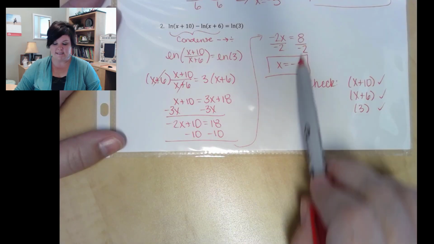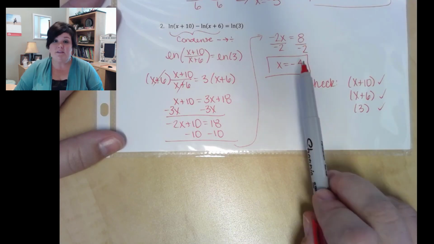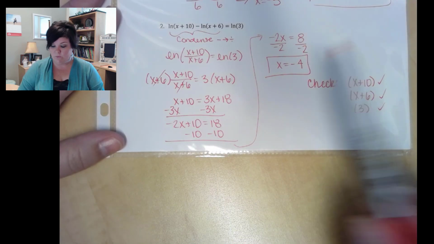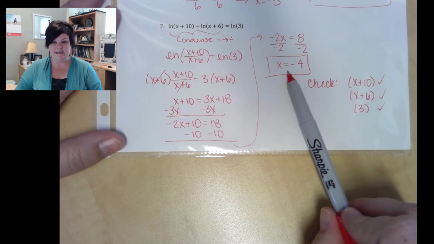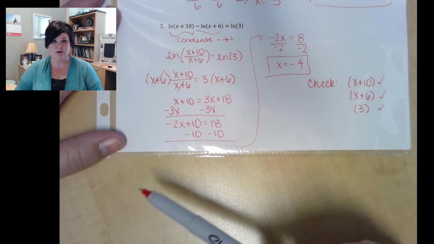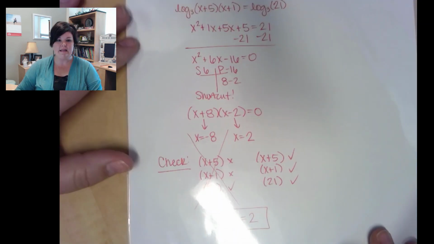Continue to solve for x, and we get -4. Even though that's a negative number, when we check it inside all of our log quantities, they all come out positive. So our answer here is x equals -4. Okay? All right, let's look at our final one, which is number 3.